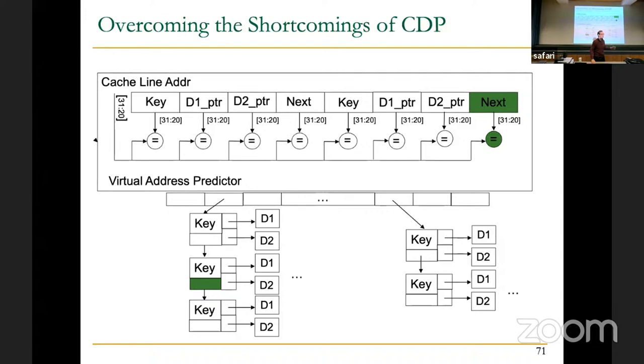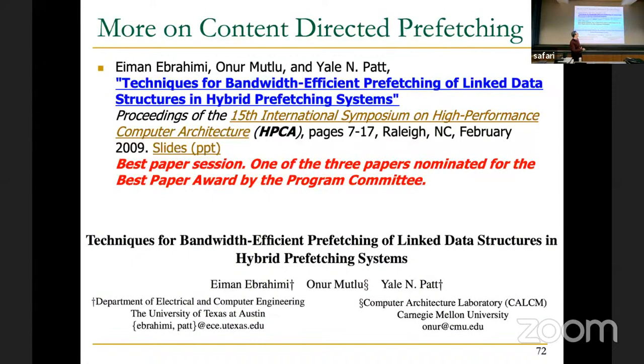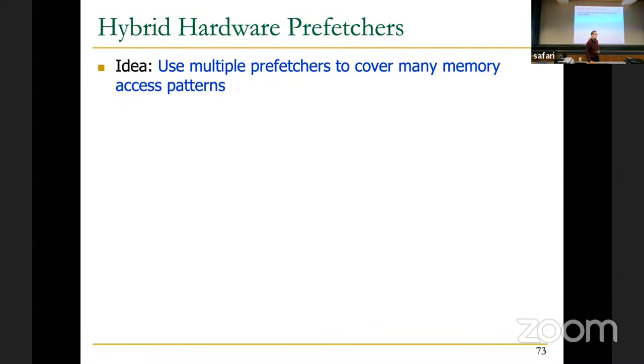Hopefully this makes sense. Okay, so you can see that there's more in this paper, but this paper basically makes content-directed prefetching a lot more efficient. As we will see, it introduces some other ideas like hybrid prefetching, because content-directed prefetching alone is not good enough. You really need to couple it with some other prefetchers. And that's the idea of hybrid hardware prefetchers, basically. Use multiple prefetchers to cover many memory access patterns. Before that, any questions on content-directed prefetching?